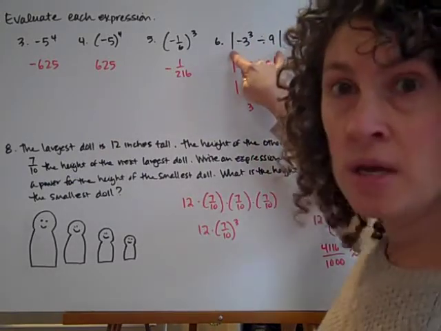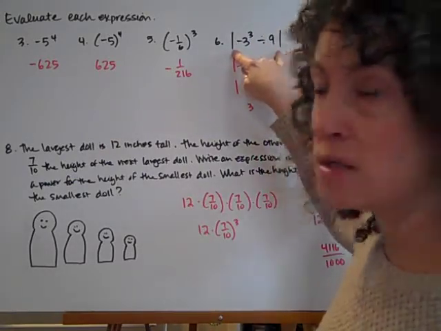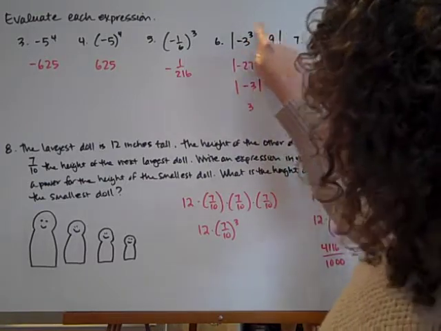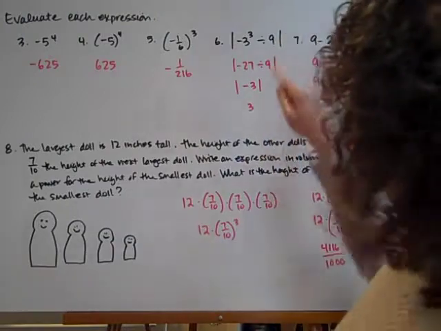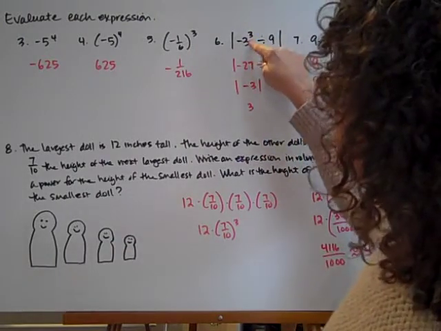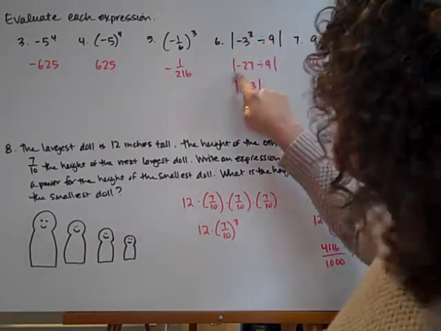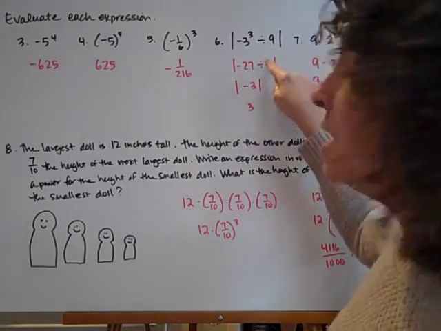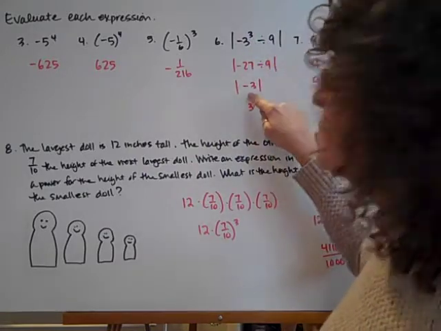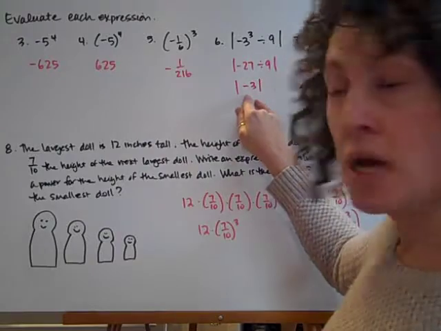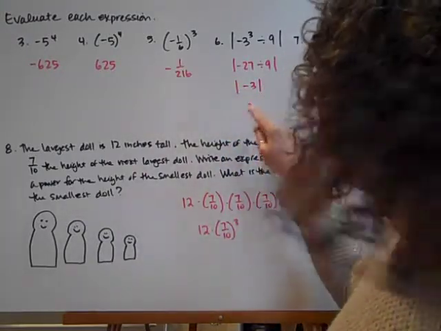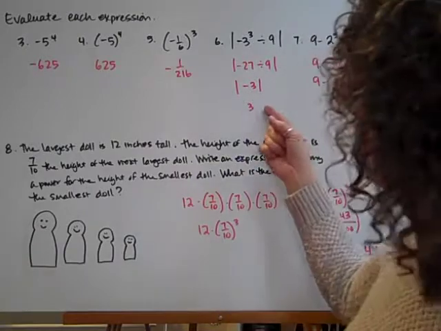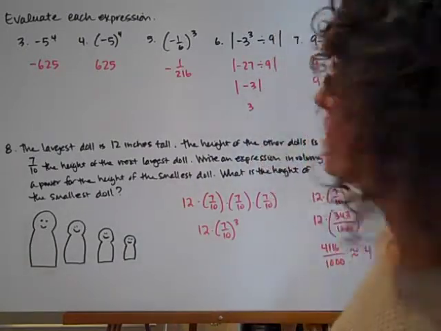This does not mean make everything inside positive. That's not what it means. It means do what's inside here, then we'll worry about seeing how far it is away from 0. So -3 to the 3rd power, this is 3 to the 3rd power, which is 27, so that's -27 divided by 9. -27 divided by 9 gives me -3. Now that I'm done doing what's inside, now I'm going to think about the absolute value. -3 is 3 away from 0, so we come up with 3 when I simplify that.